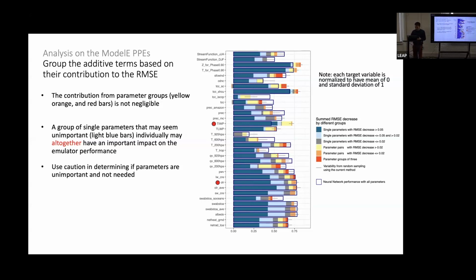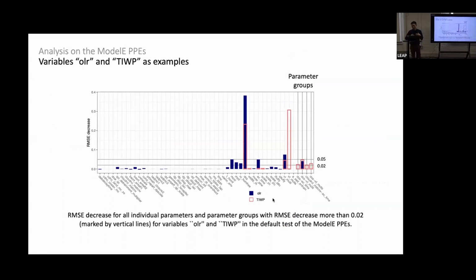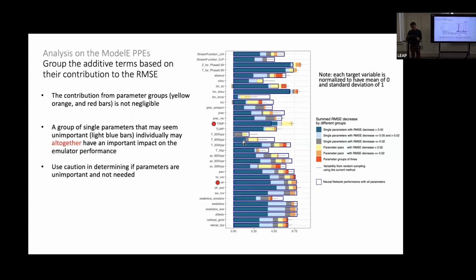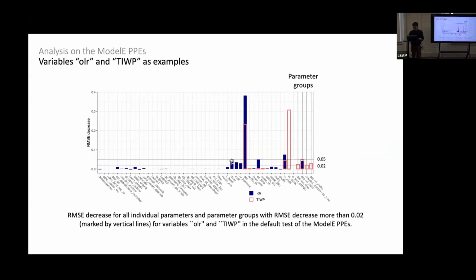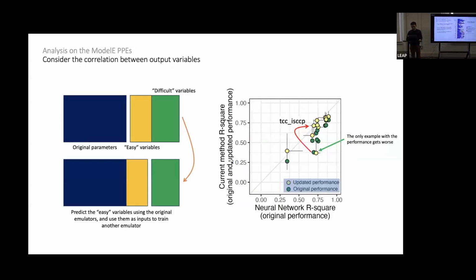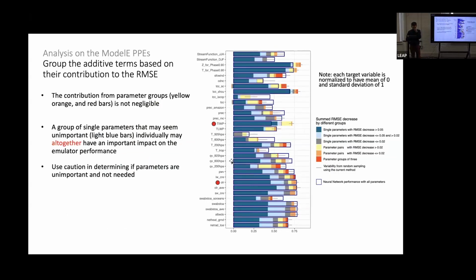We think this is important because if we saw some results like this, we would say, oh, for the blue bars, there's maybe only 2 or 3 parameters that matter. But from this analysis, it seems that all these very low bars are equally important when they are combined together.